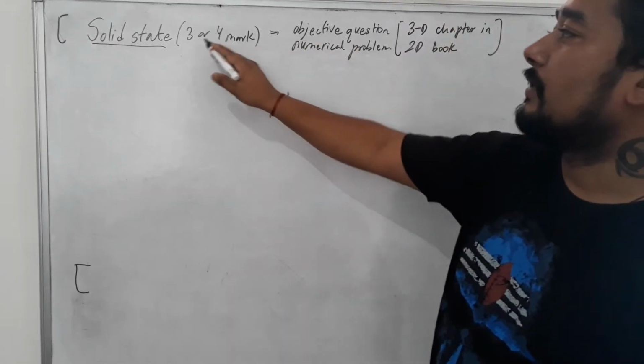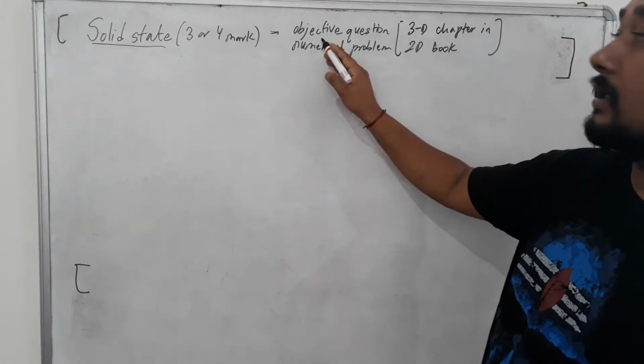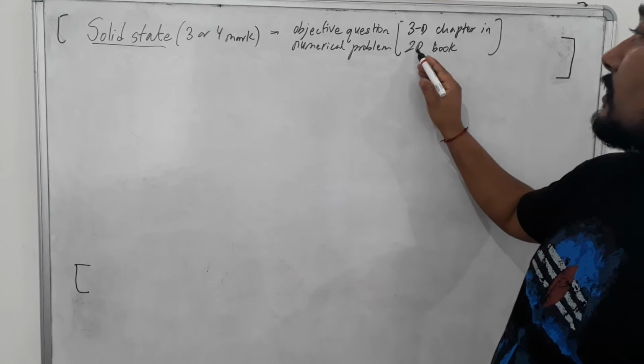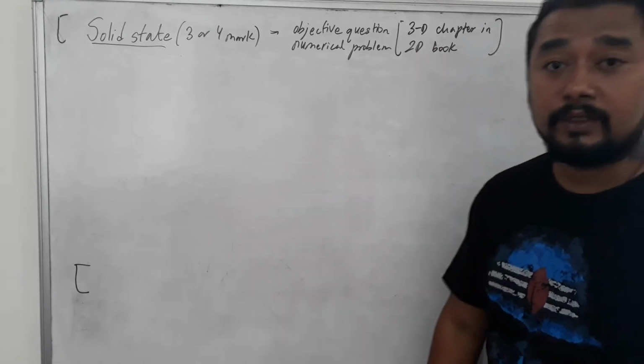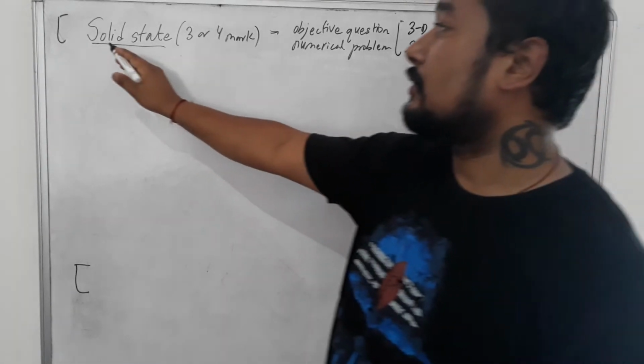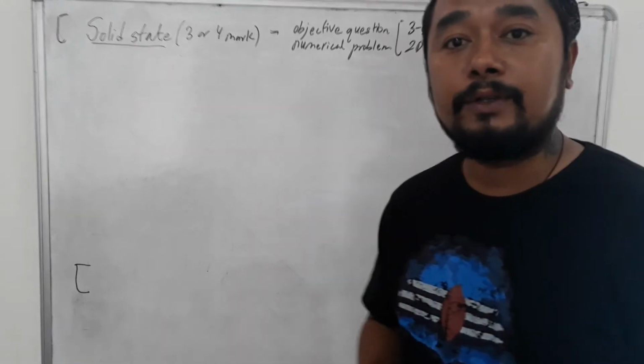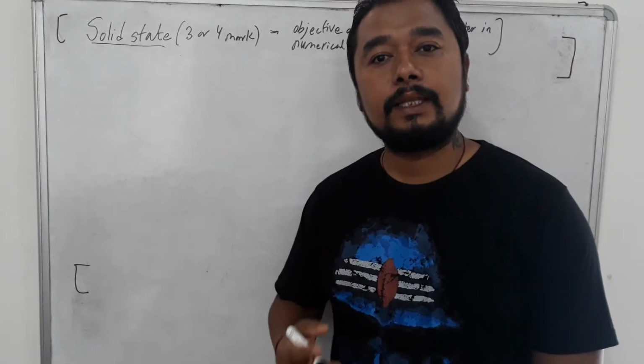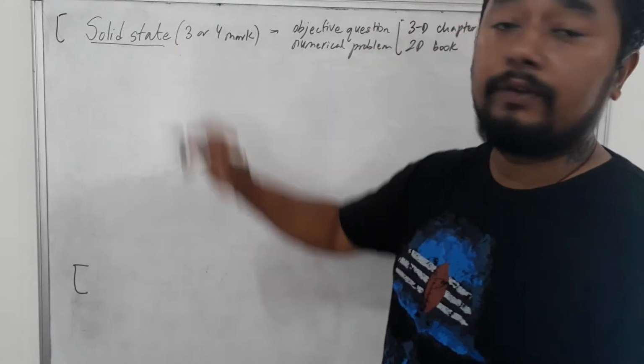And here it comes for 3 or 4 marks. Objective questions come from here, and even numerical problems are asked. I call this chapter the 3D chapter in 2D book. As you know, solids have a 3-dimensional figure. That means they have length, breadth and height. That's why we say they are 3D figures.